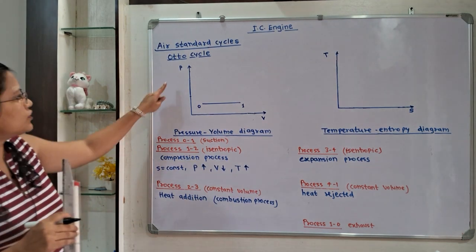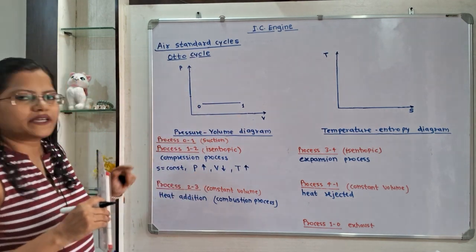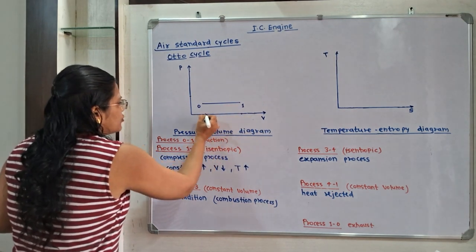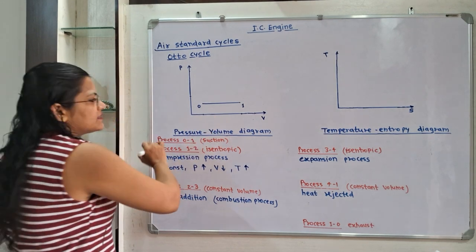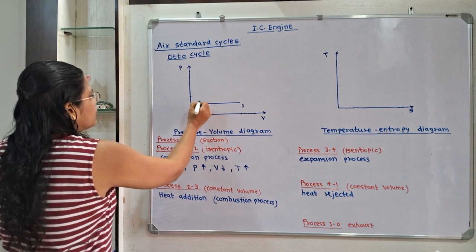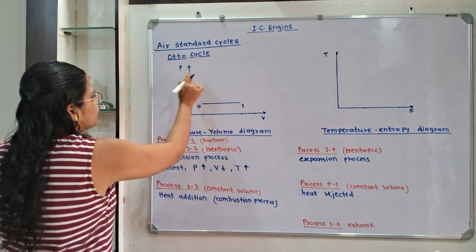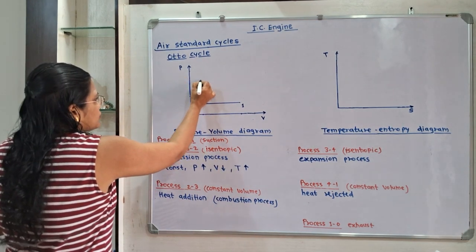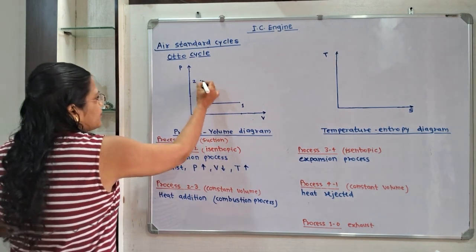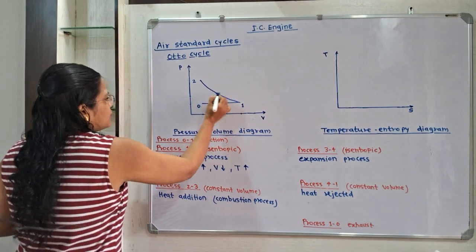Now first we will show the PV diagram. So pressure increases, volume decreases. So here is the volume. We have to show decrease in volume. So I will select this point, and increase in pressure. This is the point 1 pressure. So we have to show increase in pressure. So I will show here the point 2.